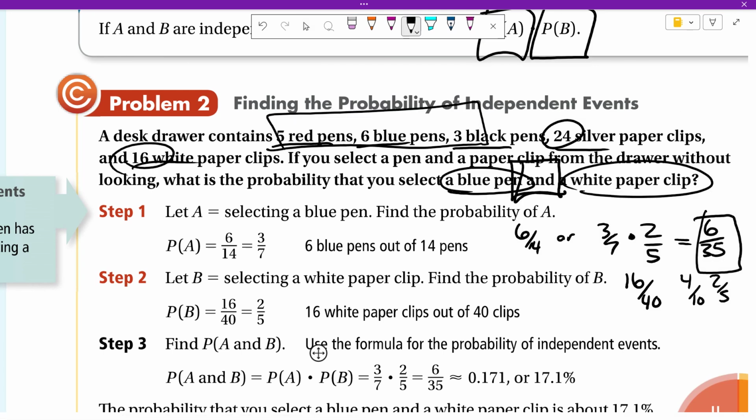Now, "and" is hugely important. "And" and "or" mean different things.